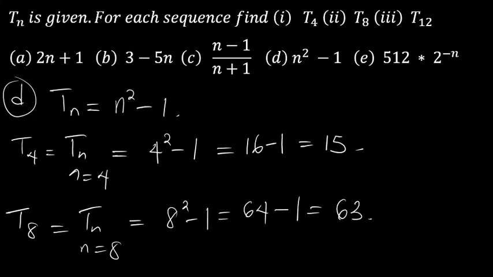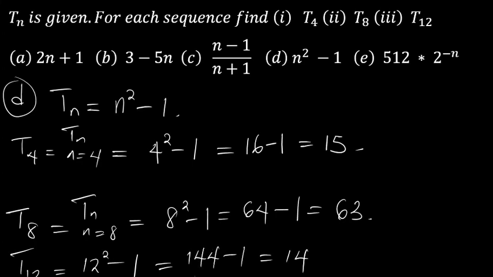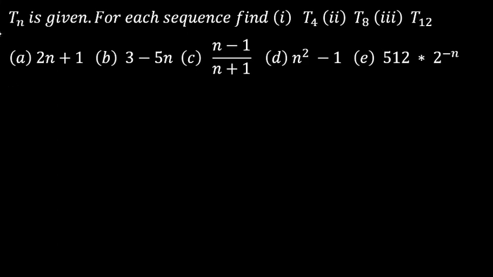8 squared is the same thing as 64, minus 1, which will be 63. So now let's look for the 12th term. The 12th term is equal to 12 squared minus 1, which is equal to 144 minus 1. This is 143. So now we're done with the D part of the question. Now let's look at the E part of the question. The nth term is equal to 512 times 2 to the power minus n.